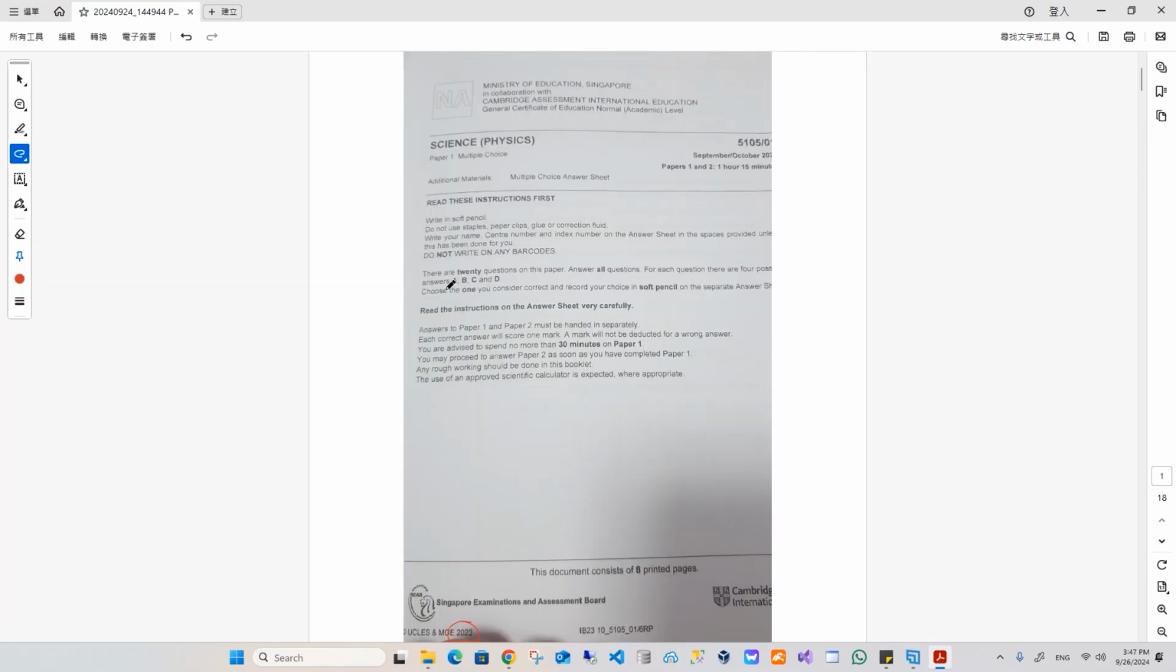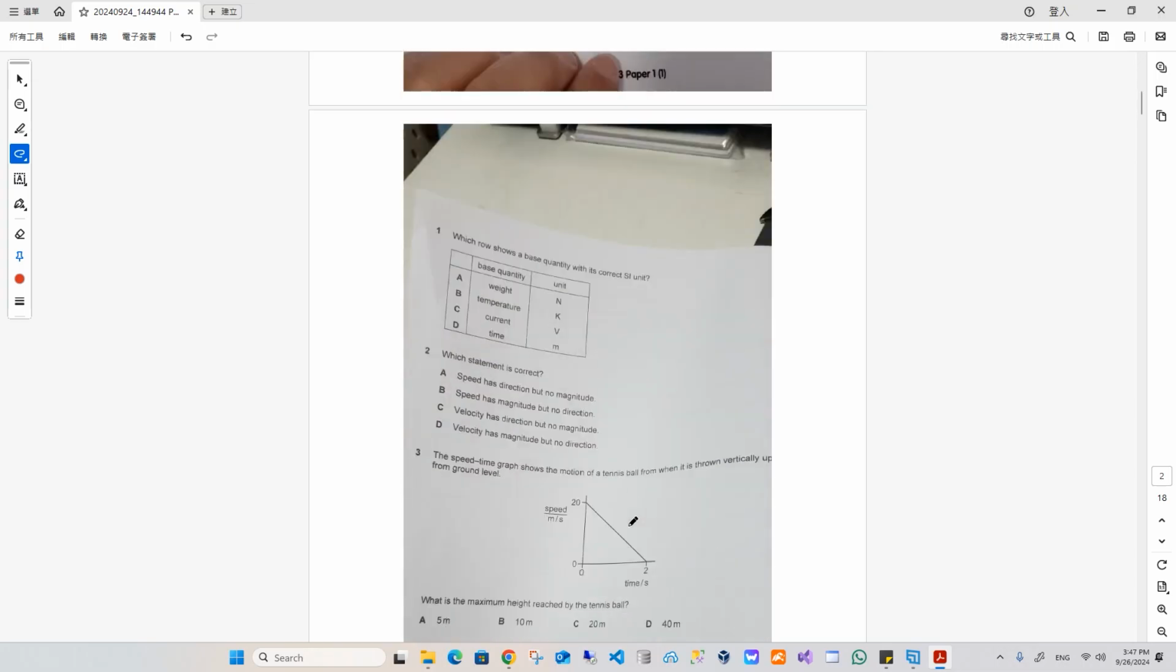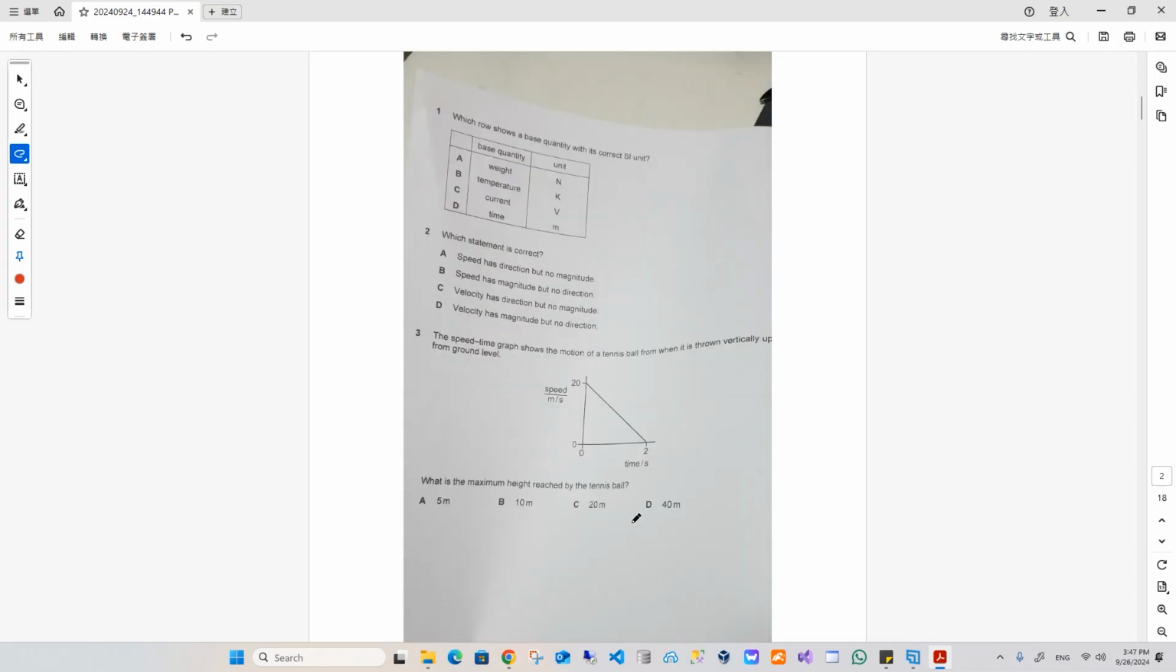Okay, so let's focus on the 2 through 3 paper. The first one is a standard question. It asks us about the SI and the base unit. SI base unit. Be careful about SI unit and the base quantity. So we have the base quantity here and we have the SI unit here.